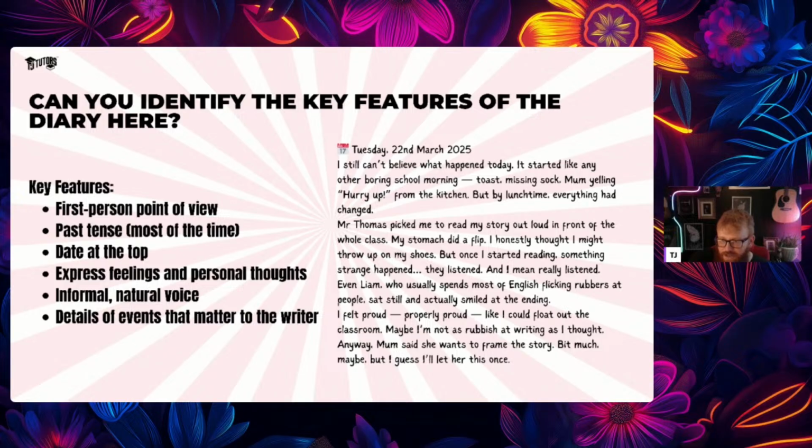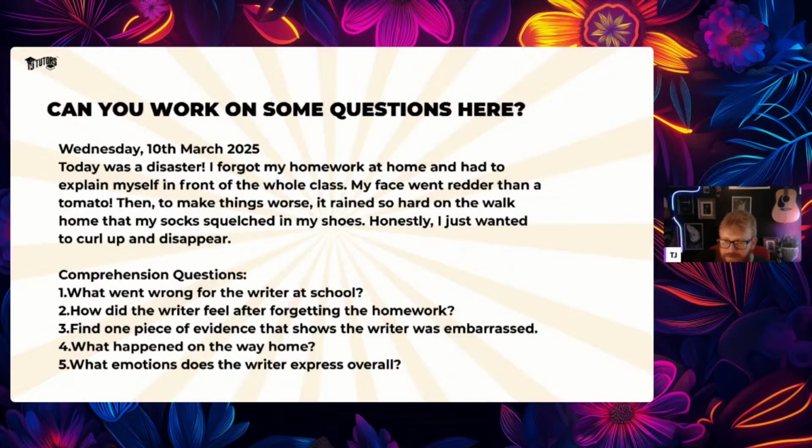Okay, right. So hopefully we've managed to get the key features. You better identify where we've got the first person, the past tense, obviously throughout, feelings, personal thoughts. So things like my stomach did a flip. I felt proud, properly proud, like I could float out of the classroom. So you're showing this natural, informal reflection on what's happened there.